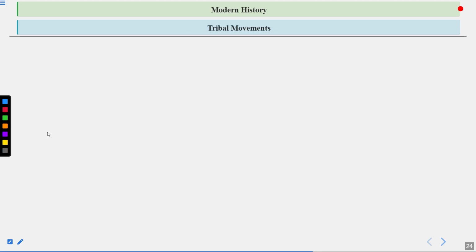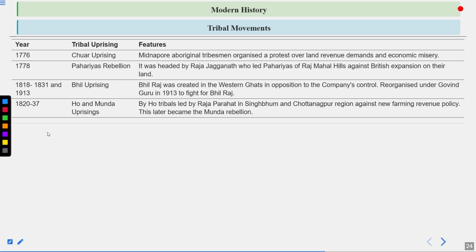Then comes the tribal movements. If we talk about the tribal movements, we need to learn in which particular uprisings, what type of things were demanded by the tribes. First was in 1776, the Chuar uprising, in Midnapur. Aboriginal tribesmen organized a protest over land revenue demands and economic misery. Basically, you will find that all the major tribal movements were on the basis of land revenue and economic misery. Aboriginal basically means the indigenous people, tribesmen. So they protested over land revenue.